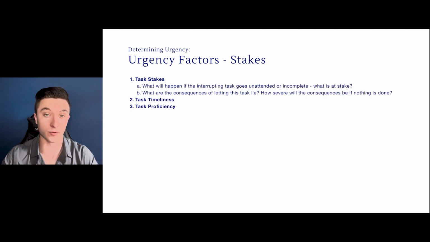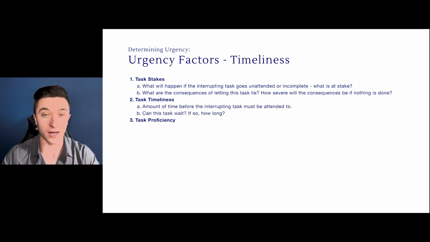So the stakes refers to what happens if the interrupting task goes unattended or incomplete. What are the consequences of letting this task lie? How severe will the consequences be if nothing is done? The timeliness refers to the amount of time you have before the interrupting task has to be attended to. Can this task wait? If so, how long can it wait? What's the amount of time before action is required? That is the key determinant of timeliness.